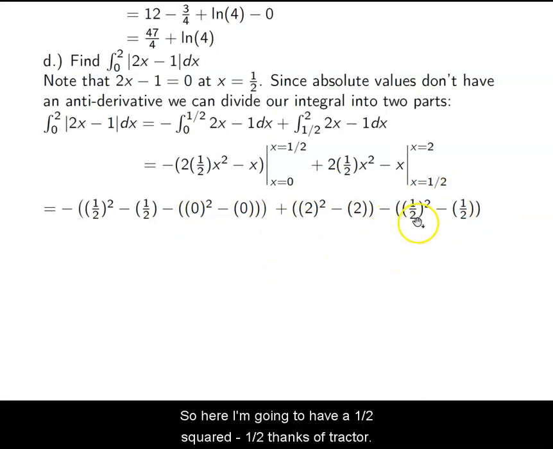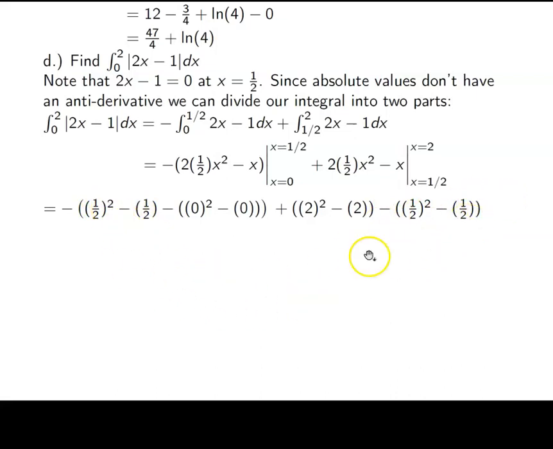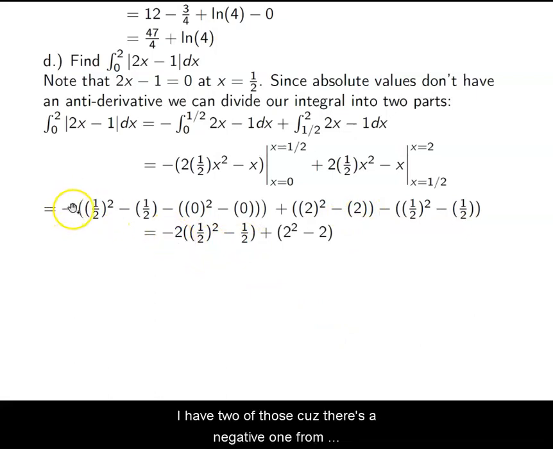So here, I'm going to have a 1/2 squared minus 1/2 being subtracted. Okay, and that's the same thing that I have here. So I actually have 2 of these things, so I can combine those. This 0 goes away, and this turns into 4 squared minus 2. Okay, so I have a 1 squared minus 2. I have 2 of those because there's a negative 1 from this. Remember, the zeros go away, so that doesn't matter. So I have a 1/2 squared minus 1/2, 1/2 squared minus 1/2. They both have a negative in front, so there's actually negative 2 of those. Then this is just this 2 squared minus 2.